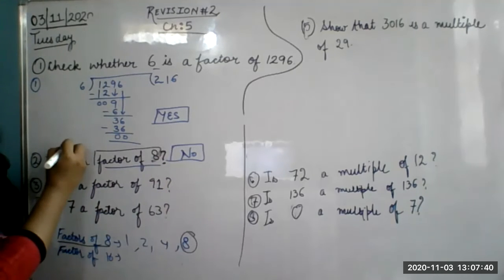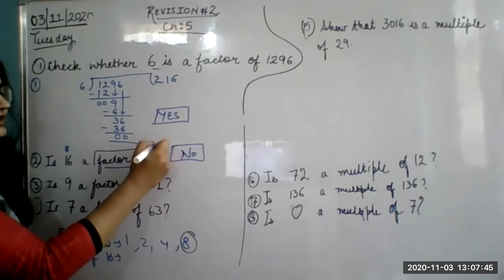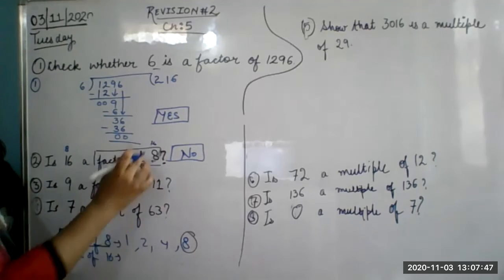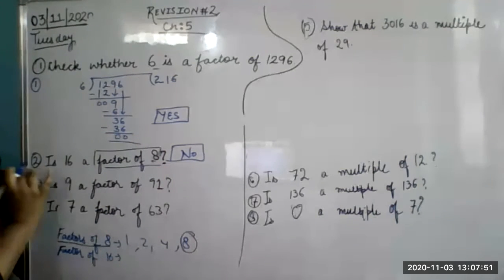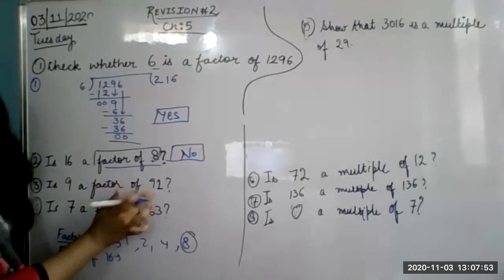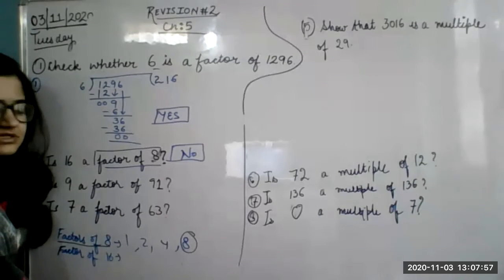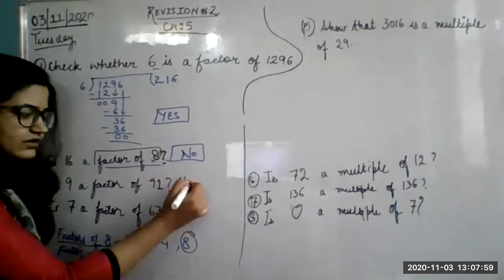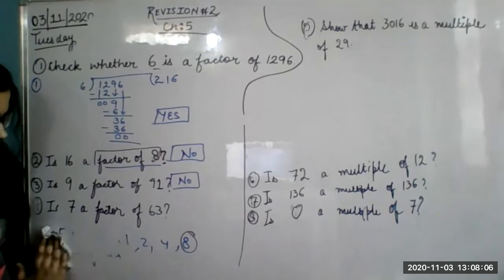If the question would have been, is 8 a factor of 16, then the answer will be yes. 8 is a factor of 16, 16 is not a factor of 8. Is 9 a factor of 91? If you see, 9 ones are 9, 9 tens are 90. So 9 is not a factor of 91.